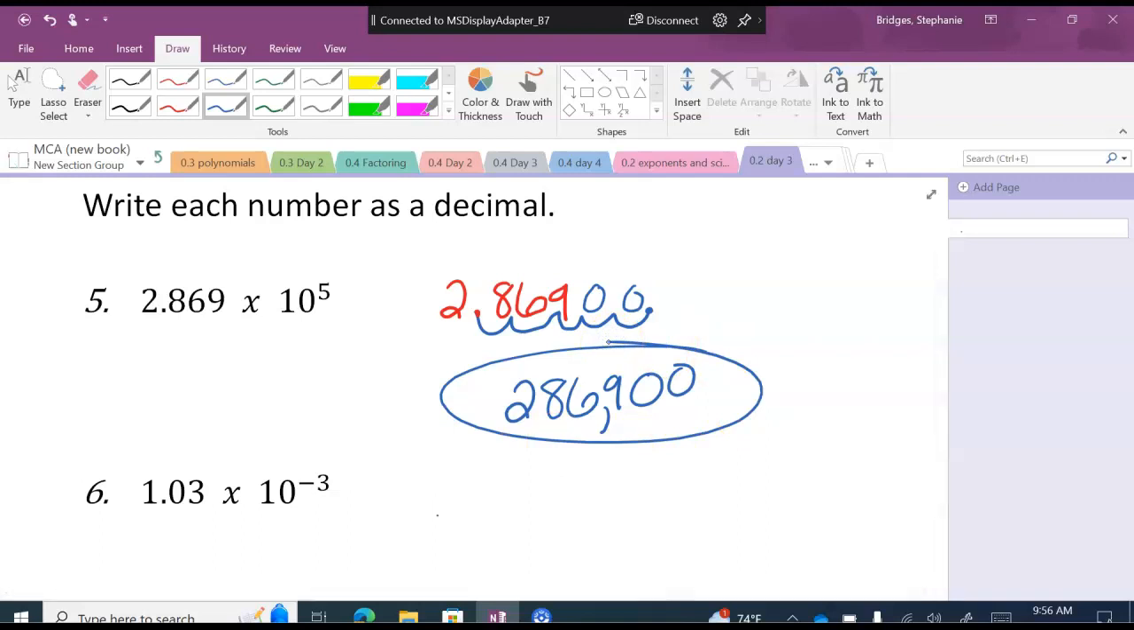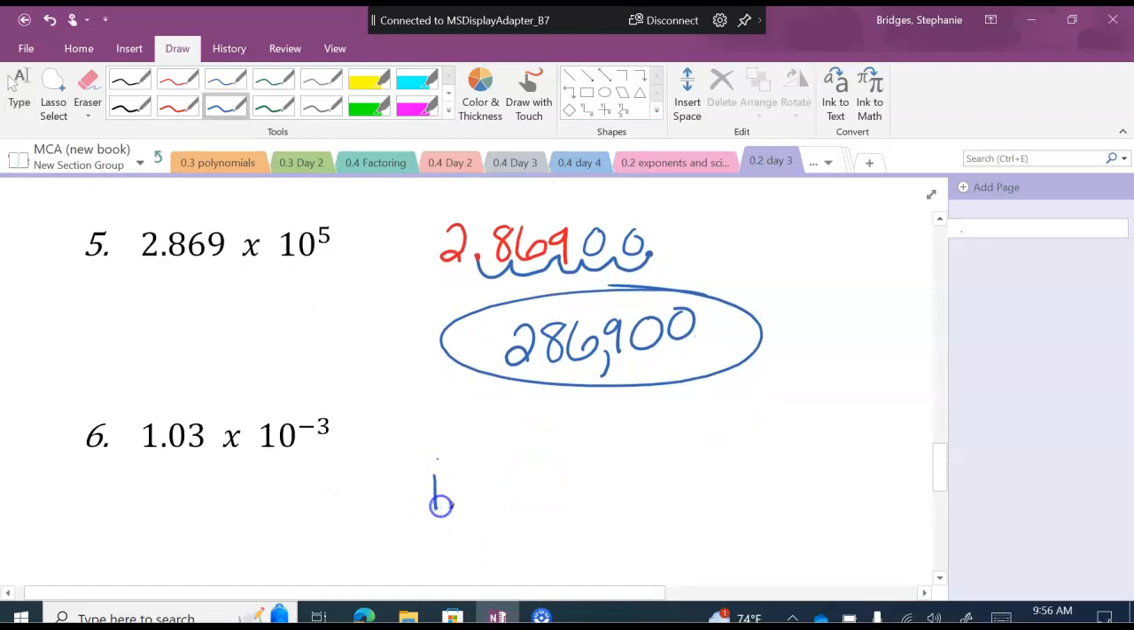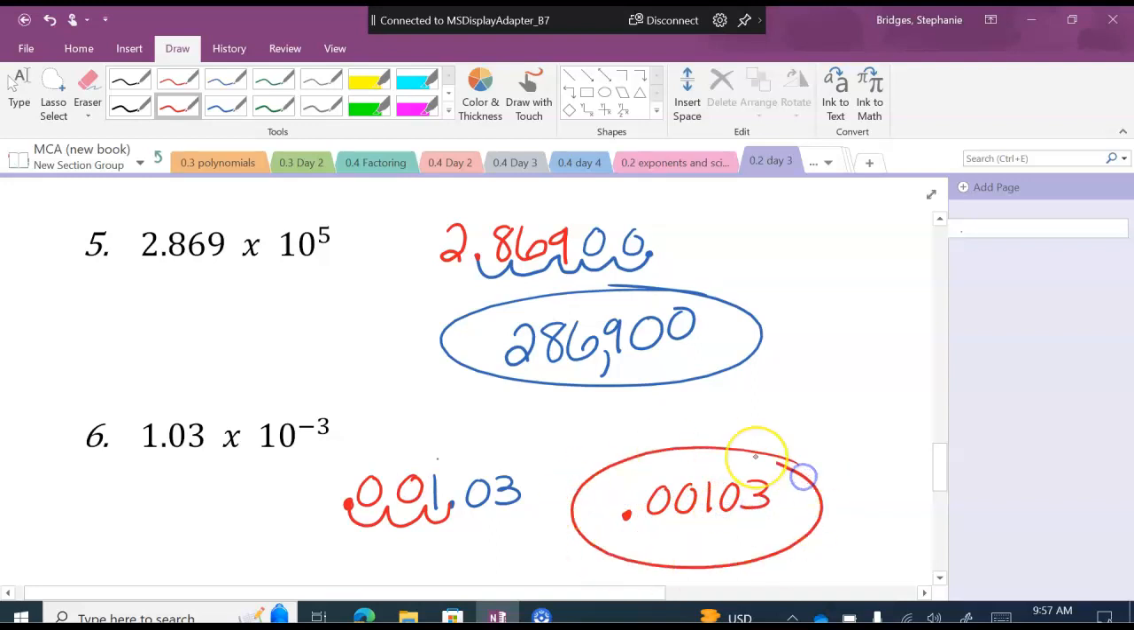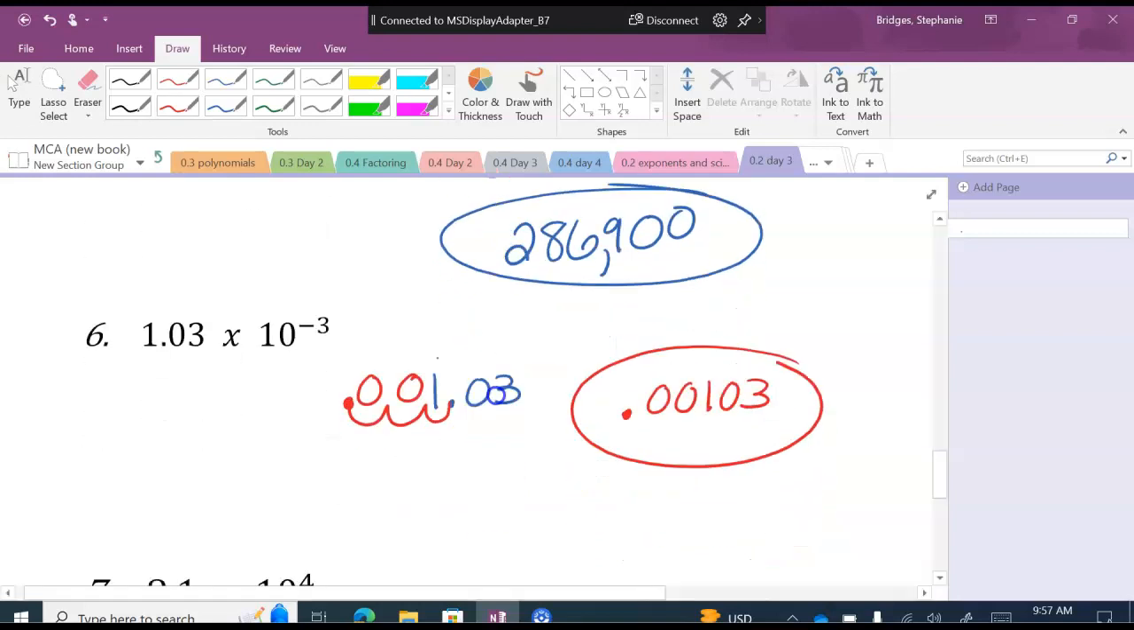All right. For 6, if I'm going to change this into a decimal, I need to move my decimal how many times this way? 3, and they're going which direction? To the left. We want to go smaller. 1, 2, 3. And again, I fill in all of my empty spaces with my placeholder of 0. So my new number is 0.00103. You can put a 0 in front of that if you want to, but you also don't have to. Anybody have any questions? All right, try these last two real quick.